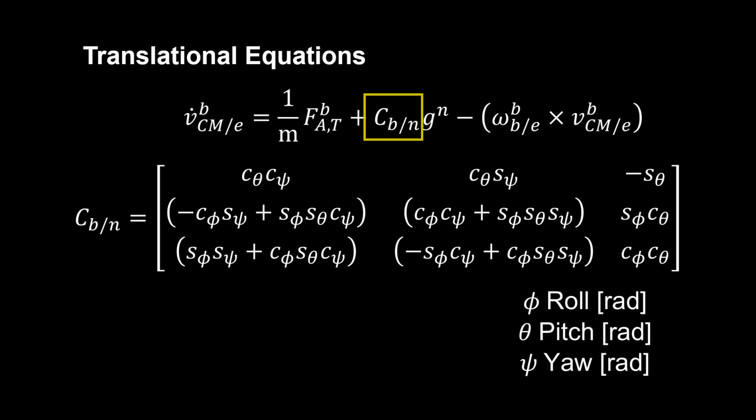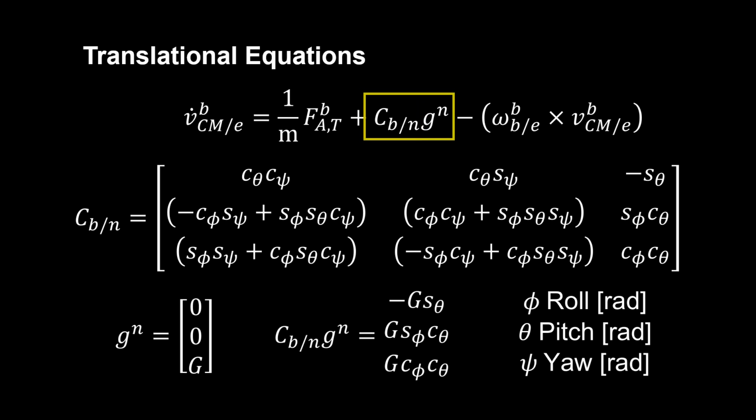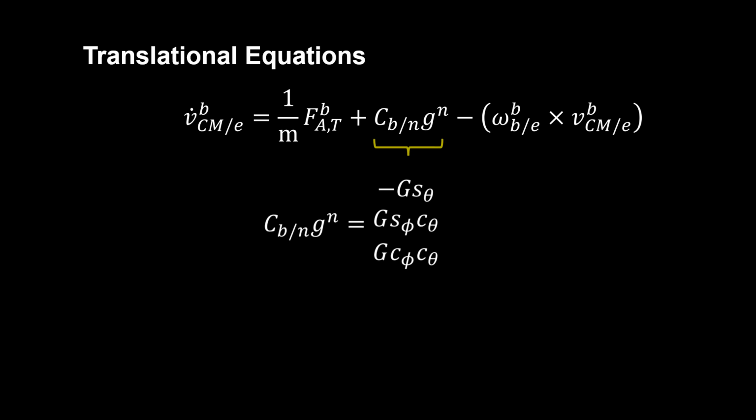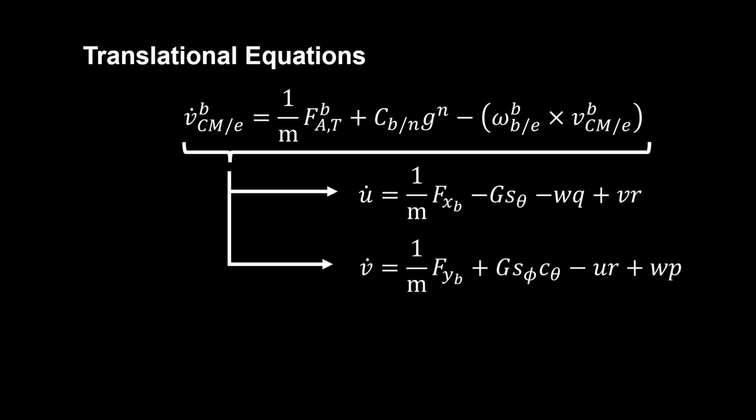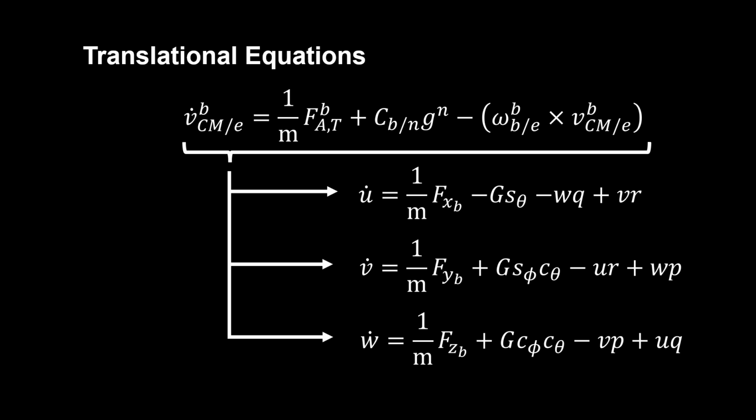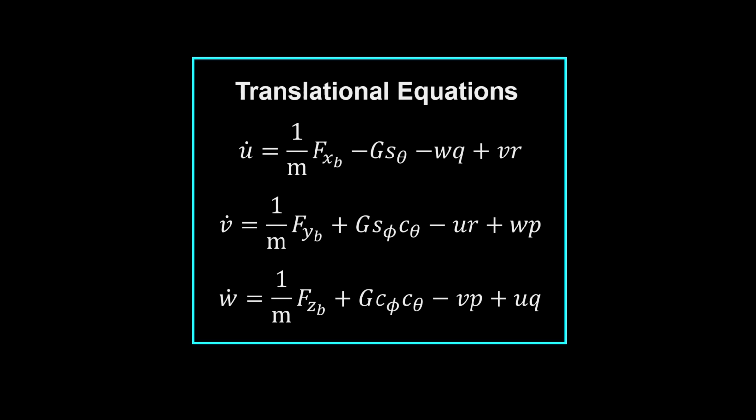We recall gravity acts in the positive down direction in NED only. To resolve gravity in the body frame, we simply perform the matrix vector multiplication. This results in 3 short terms requiring only roll and pitch angle. After computing the cross product on the right-hand side, we can write out the 3 translational equations resolved in the x, y, and z body axis. And this is our final result for the translational equations that we're going to program into our flat Earth equations of motion. On to the rotational equations.